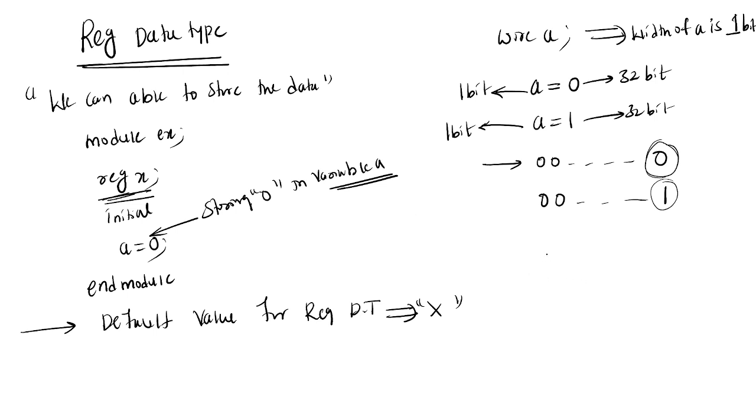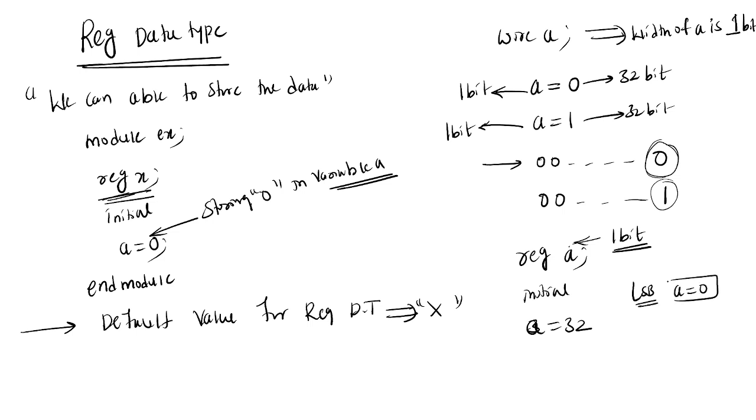Similarly for the reg also. Suppose reg a, if we consider, how many bits is a? This is 1 bit only. Reg is 1 bit. And one more thing, if you consider reg a, initial a equal to 32. So 32 will be converted into binary, and whatever the LSB, least significant bit, is, that is stored. If you convert into binary, you will get the LSB as 0 only, so that 0 LSB bit will be stored into a.